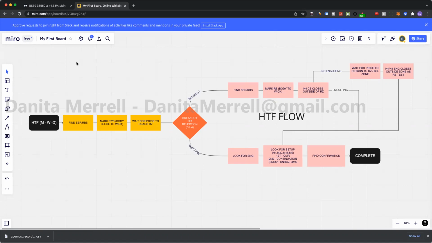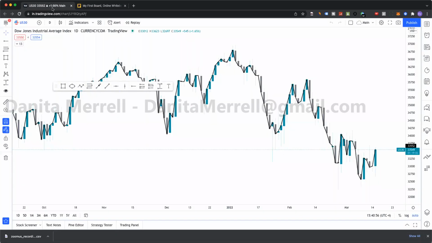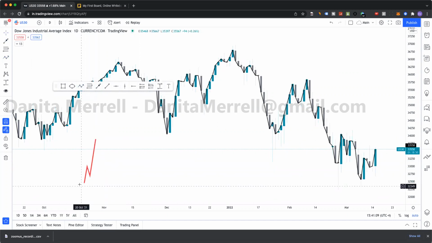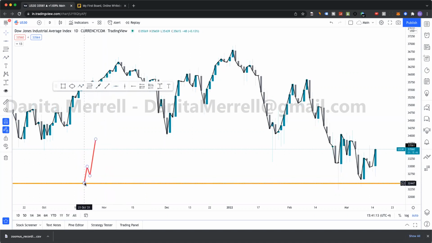After finding that, to consider that high strong, you need to find your SBR or RBS. Support becomes resistance, or resistance becomes support. So let's say, for example, you have a daily swing point right here. Then you have your pullback and then your rally through. This right here, your SBR, makes this level strong. So this level now becomes strong.